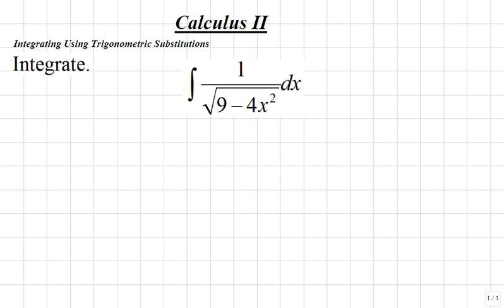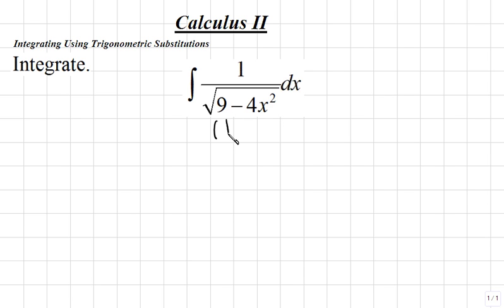Let's integrate the following integral. We're given the integral of 1 over the square root of 9 minus 4x squared dx. To integrate this, we'll use a trigonometric substitution. So we'll begin by recognizing which trigonometric substitution to use.